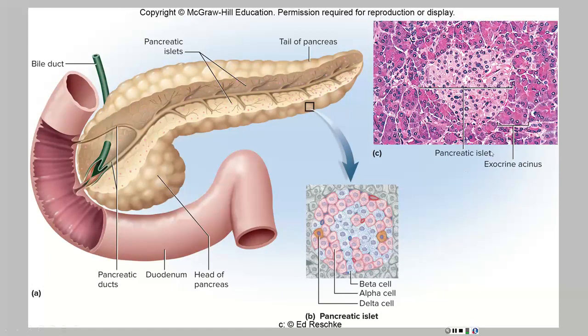Looking at them, if you're really good, you can pick out which ones are which. You do not have to do that for lecture and lab. You just need to know that there are alpha cells, beta cells, and delta cells here, and they all have different functions. So, first, let's talk about the beta cells. The beta cells of the islets of Langerhans, which is the endocrine portion of the pancreas, produce insulin. Insulin is an amino acid-based hormone.